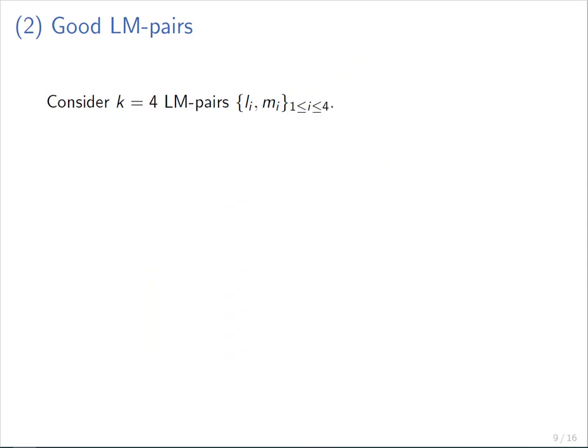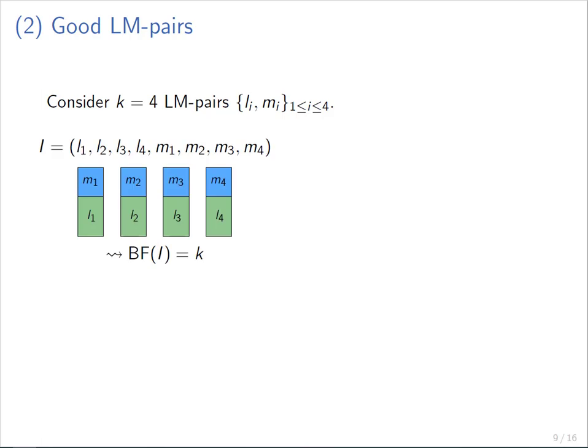Now we come to the concept of good LM pairs. For this purpose, we consider a small example of 4 LM pairs, and we consider 2 permutations for such an instance. In the first permutation, all L items arrive within the first 4 rounds, and the M items arrive in the later rounds. So for any LM pair, we have the property that the L item arrives before the M item.